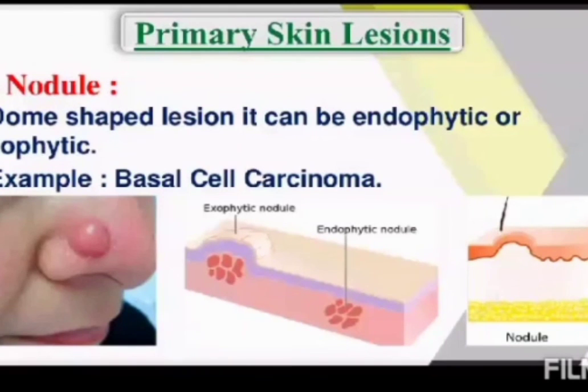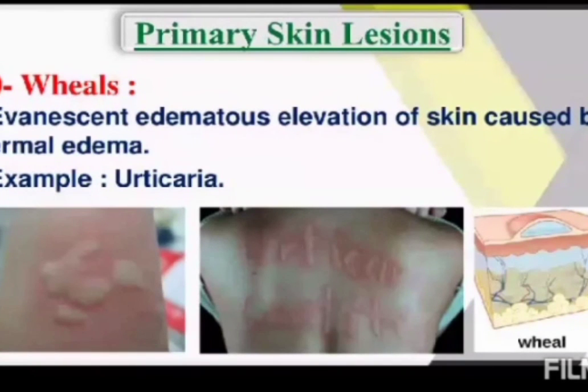An example is basal cell carcinoma, but a nodule will not always be a cancer, and it may occur as a skin mark. Some may have a nodule on their nose, or some in the earlobes, but it is not cancerous or carcinogenic. Next you can see wheals. A wheal is an evanescent edematous elevation of skin caused by dermal edema. The simple example of a wheal is a mosquito bite. After a mosquito bite, you may see a small round elevation that is known as a wheal, and it may occur as an allergic reaction too.